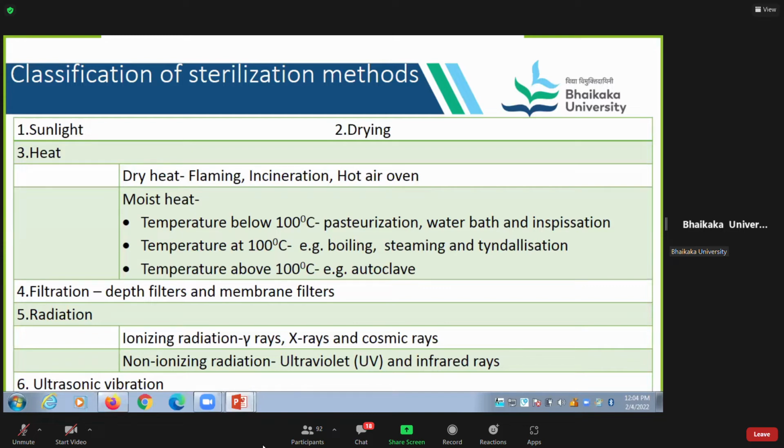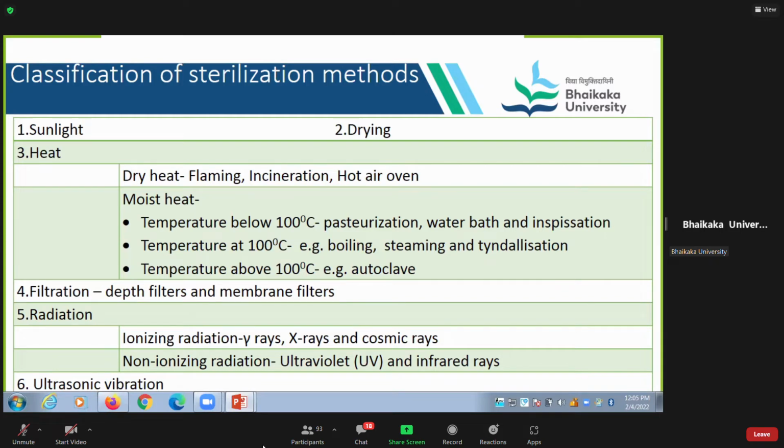Heat has got lots of applications when we are talking about sterilization. And broadly dividing, you can have two types of heat. One is dry heat, another is moist heat.